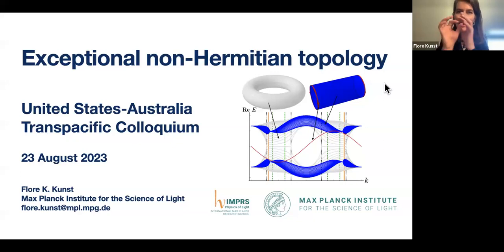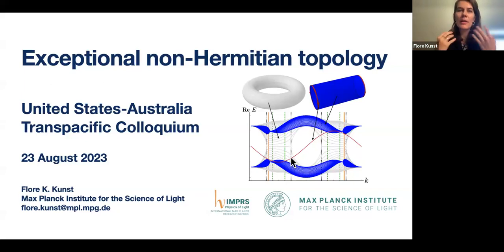And Erlangen is this very small village right next to Nuremberg, which is where I'm sitting right now behind my desk at home. And I will be talking to you about exceptional non-Hermitian topology. So here on the first slide, I already have an example of what non-Hermitian topology could look like.